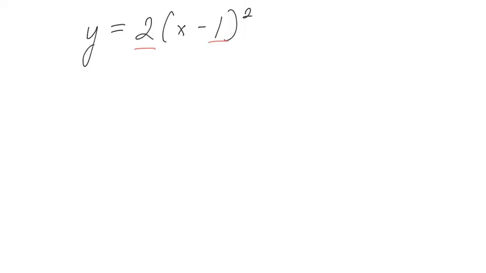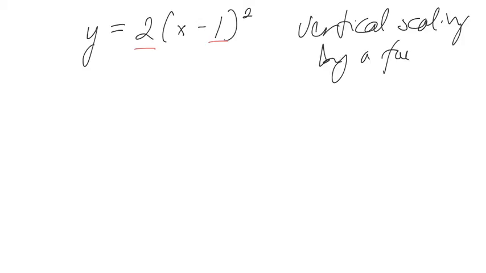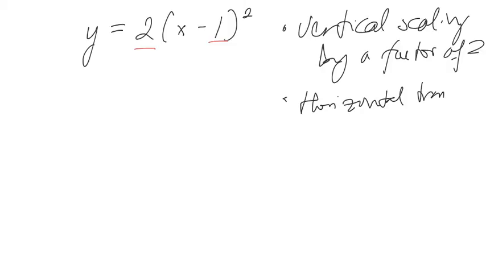Since the number in front is a 2, we have vertical scaling by a factor of 2. Okay, so that's the first thing. And we also have a horizontal translation right 1 unit. Okay, so that's basically that one.